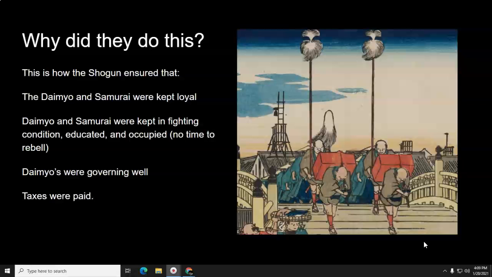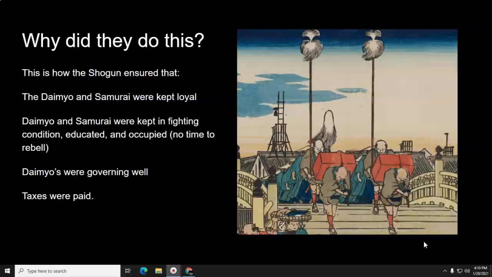Because they were tested, the daimyo and the samurai had to be kept in fighting condition. They couldn't get lazy. They had to keep up with education, and they had to be occupied with learning and art. So that didn't give them time to fight among each other or to rebel or do anything but what the shogun wanted them to do. And it also made sure that the daimyos were governing well, treating their people well, and that their taxes got paid. And here is part of one of the woodcuts that show part of the taxes being delivered during this procession.